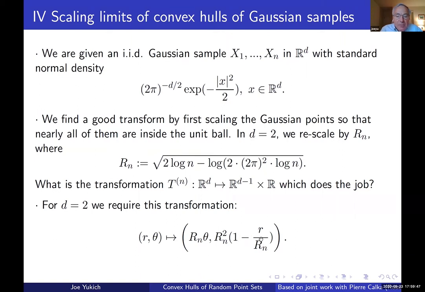This can be positive or negative. It's usually positive. It's positive for most of the points. Then we rescale this by Rn squared, and this angle is scaled by the square root of Rn squared. And it turns out this is the proper transform, and it produces the following picture.